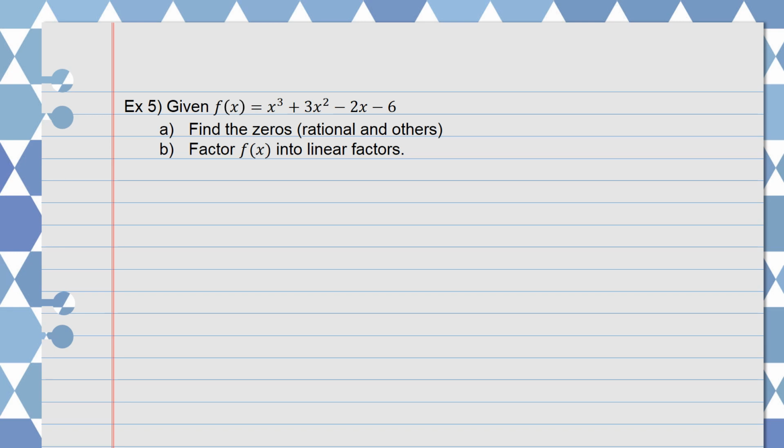Example 5. Given f of x equals x to the third plus 3x squared minus 2x minus 6. For part A, it says find the zeros, rational and others. Part B, factor f of x into linear factors. So starting with part A, finding the zeros.